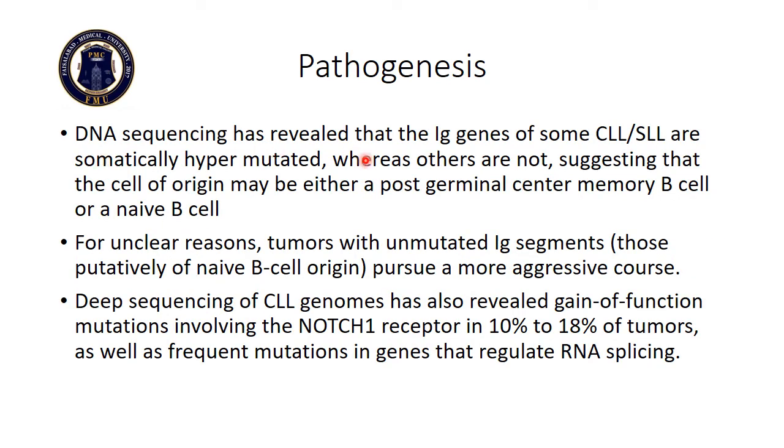DNA sequencing has revealed that Ig genes of some CLL/SLL are somatically hypermutated whereas others are not, suggesting that the cell of origin may be either a post-germinal center memory B cell or a naive B cell. For unclear reasons, tumors with unmutated Ig segments, those putatively of naive B cell origin, pursue a more aggressive course. Deep sequencing of CLL genomes has also revealed gain-of-function mutations involving the Notch1 receptor in 10% to 18% of tumors, as well as frequent mutations in genes that regulate RNA splicing.